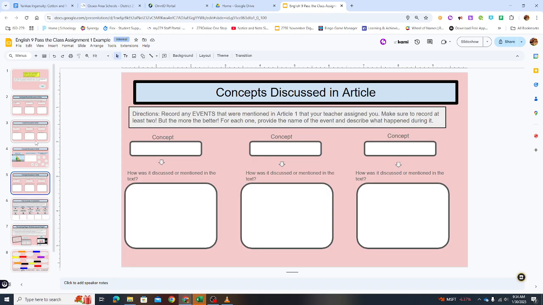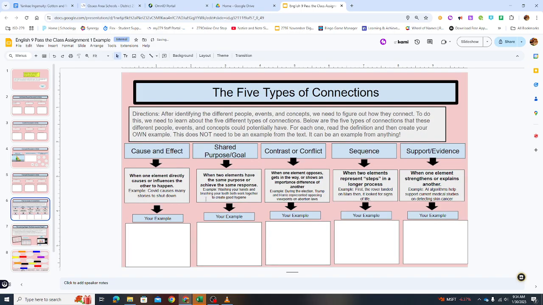Then I'm going to have 9 things I pulled from the article, right? 3 events, 3 people, 3 concepts. And now I have to think about the different types of connections. So on this slide, I'm going to come up with any example of these 5 types of connections. So cause and effect, I have to think of 2 things that are connected by cause and effect. So 2 things where one thing makes the other thing happen, right? Like my alarm doesn't go off, I'm late for school, right? Those 2 events had a cause and effect relationship.